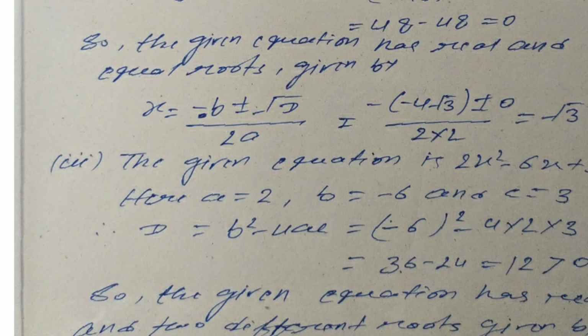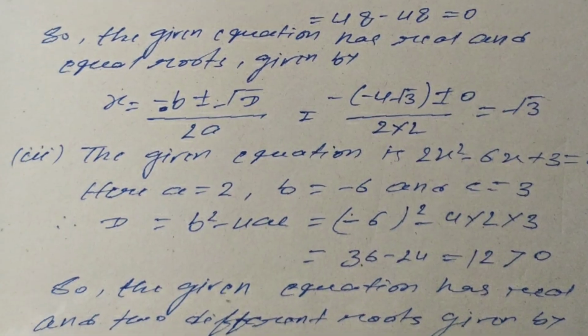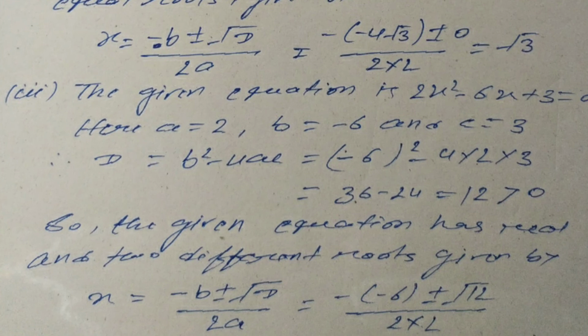Now another question, you can see here: 2x square minus 6x plus 3 equal to 0. So here also a equal to 2, b equal to minus 6 and c equal to 3. So D equal to b square minus 4ac, that is minus 6 whole square minus 4 into 2 into 3, or 36 minus 24 equal to 12, that is greater than 0. So the given equation has real and two different roots, that is, two distinct roots.